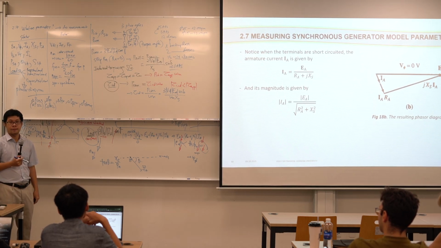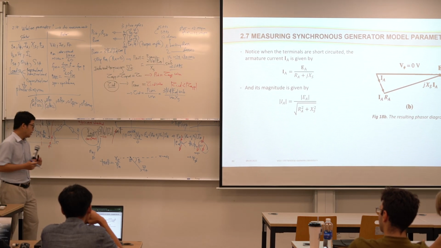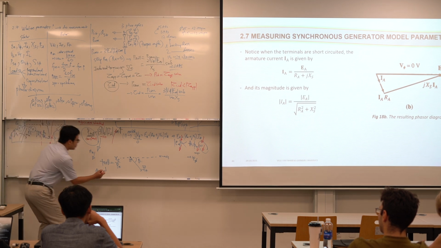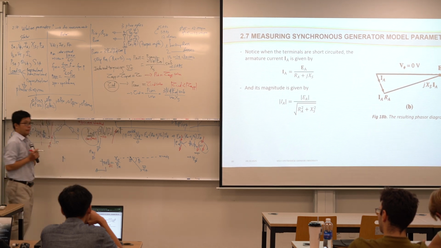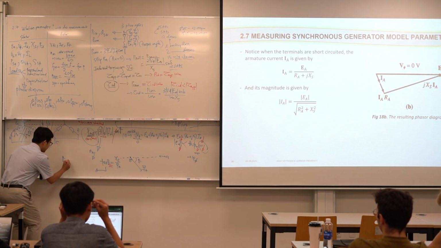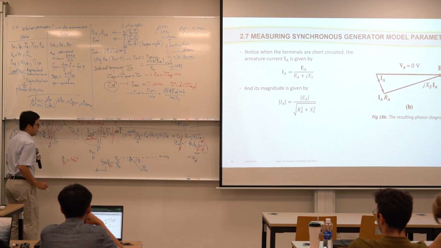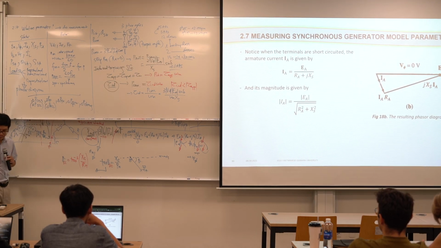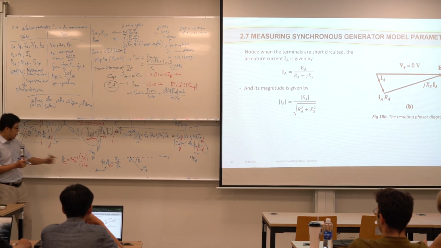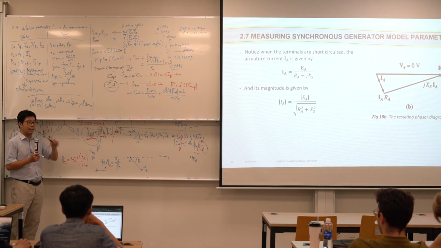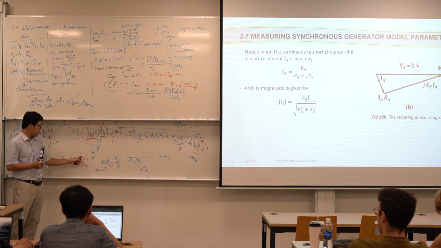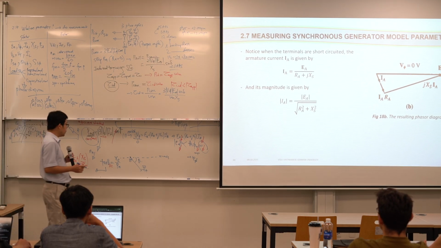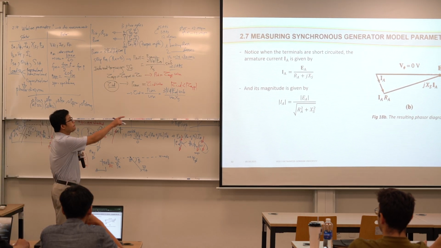So what is theta? Remember that this is the short circuit phase angle. The short circuit phase angle is tan to the power of -1 of XS over RA. Do you know RA? Do you know XS? It depends on the specification of the synchronous generator. Okay, short circuit phase angle. So continue.